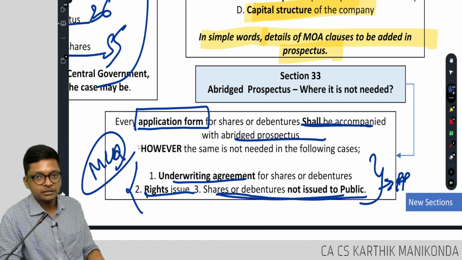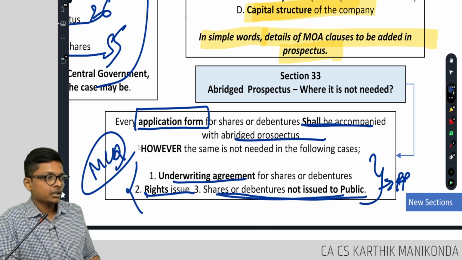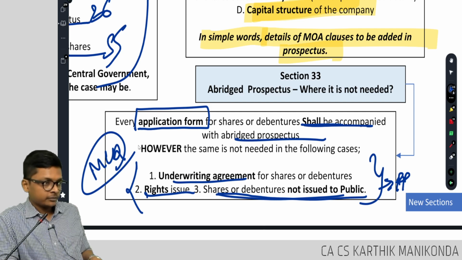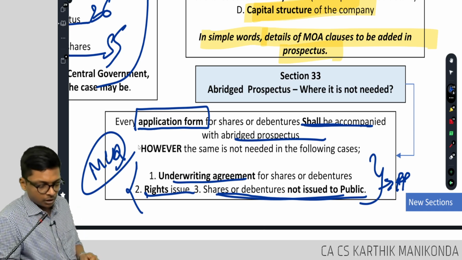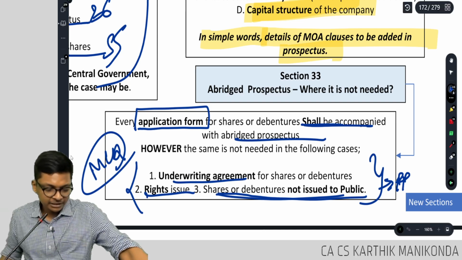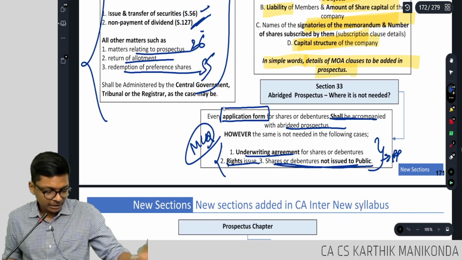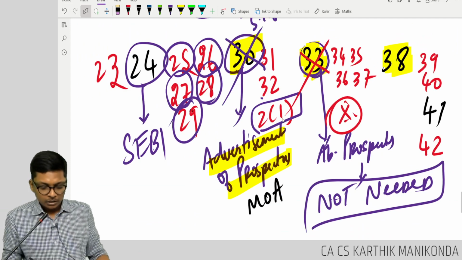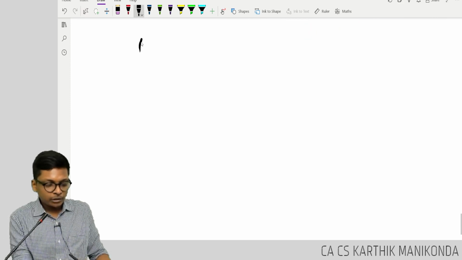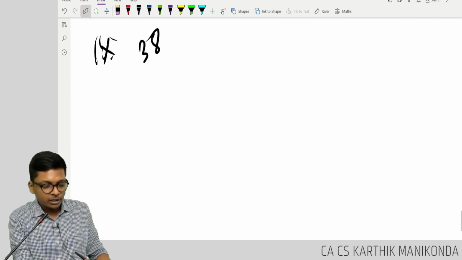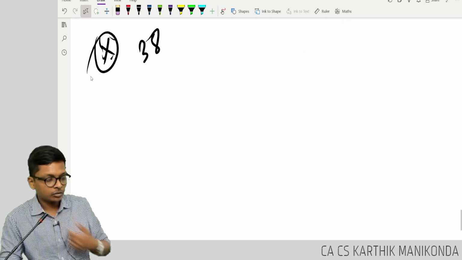Are you following, guys? Everybody with me? Rahul, following? Okay. Perfect. With this, section 33 also is done. 38 and 41 alone I have to do. 38 also is reasonably important. 41 not so much.